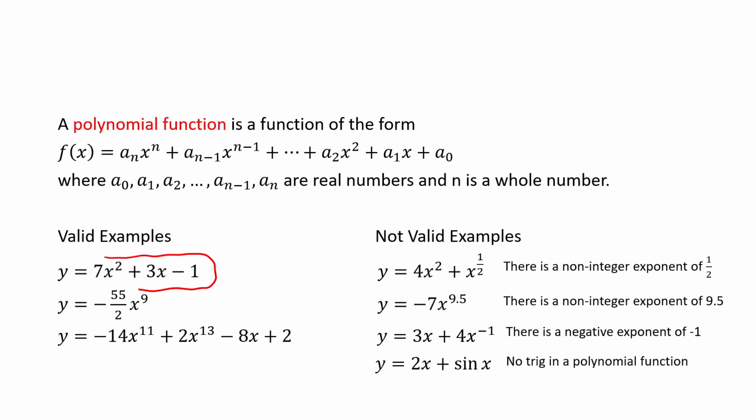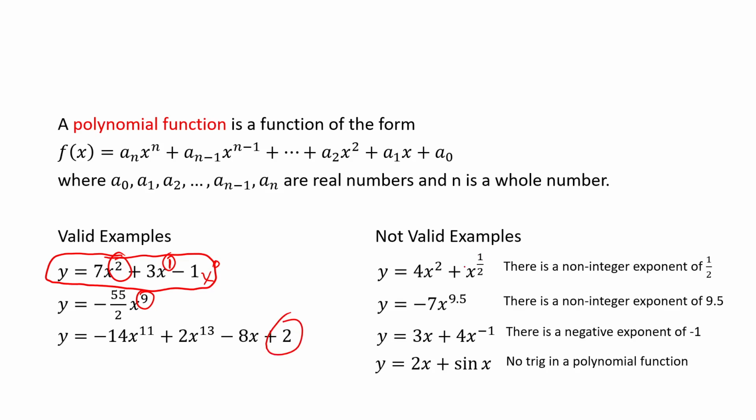y equals 7x squared plus 3x minus 1 is a valid example of a polynomial function because all of the exponents are non-negative integers. We've got x to the 1, we've got x to the 2. Even here, the constant term, we've got x to the 0. y equals negative 55 over 2 x to the 9 is also a valid example. And y equals negative 14x to the 11 plus 2x to the 13 minus 8x plus 2 is a valid example. It's okay in a polynomial function to have a constant term.